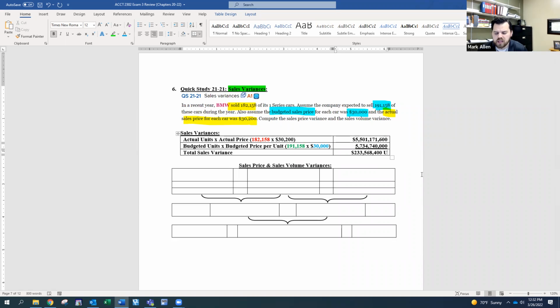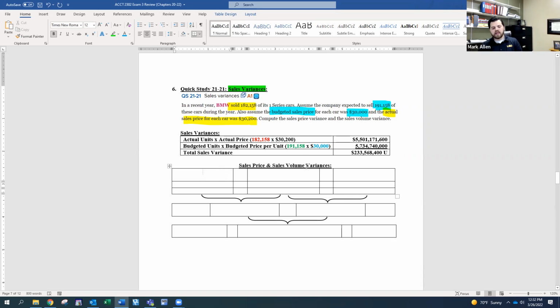Now, the issue at hand here is if you look through the problem, notice what was really happening here. We expected to sell more cars at a lower price. We ended up selling less cars at a higher price. And the question is, which of those two things is more powerful? So we've got to be careful.